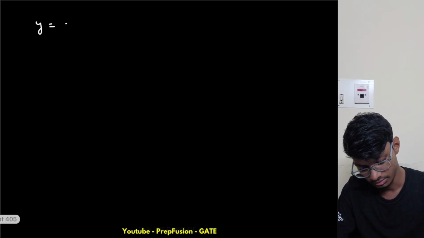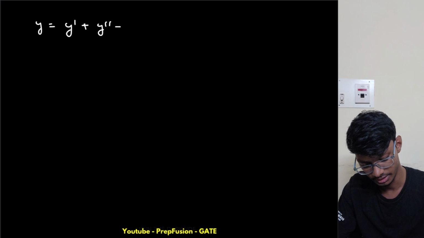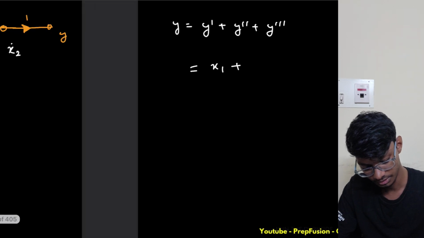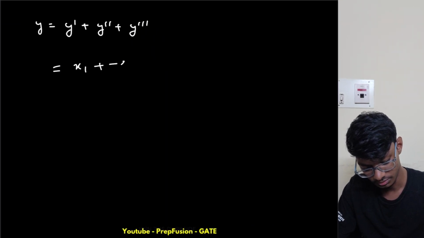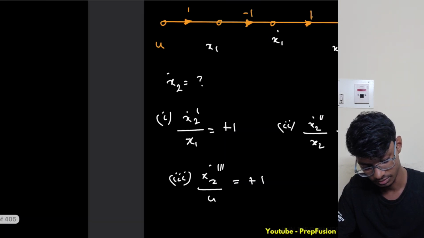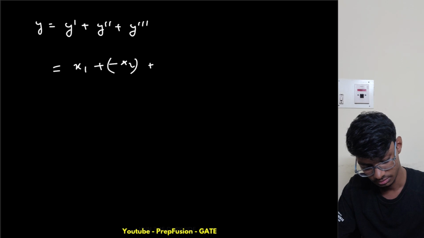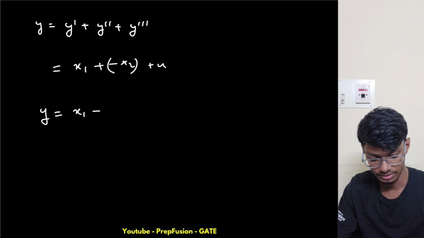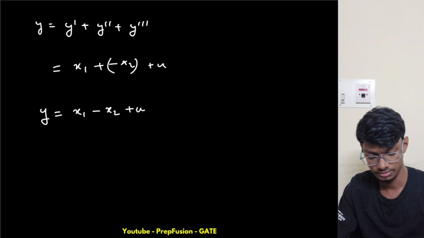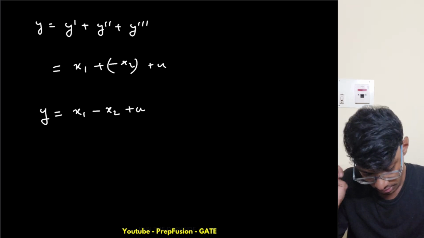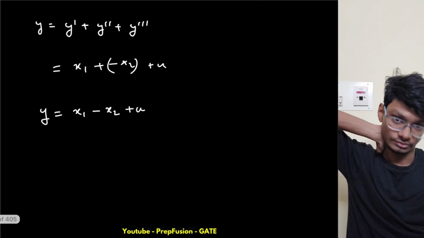So my y is y dash plus y double dash plus y triple dash. So what is this equal to? This is equal to x1 plus minus x2 plus u. So my y equals x1 minus x2 plus u. So this is what my y is equal to.